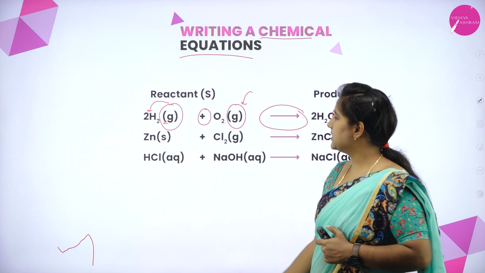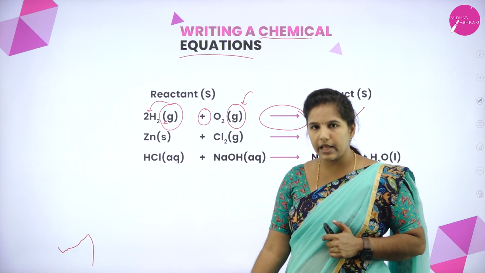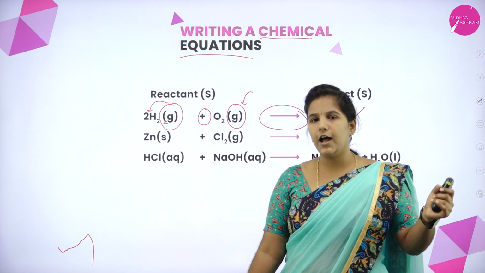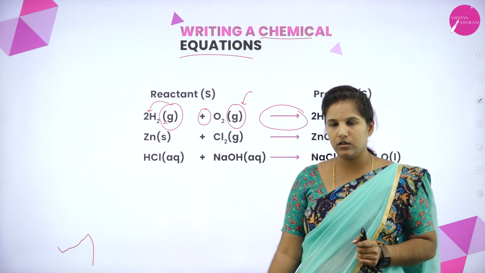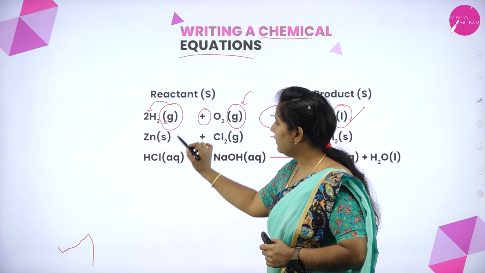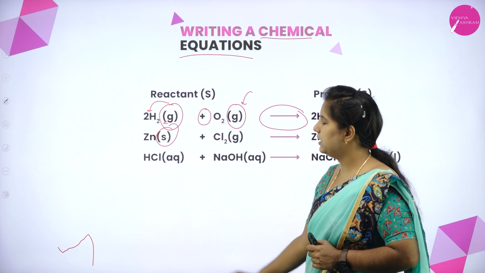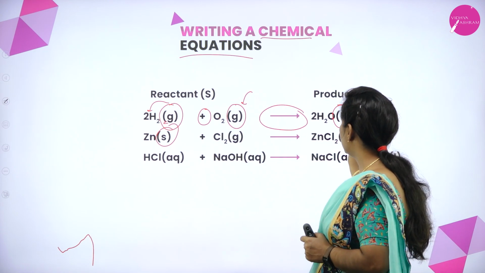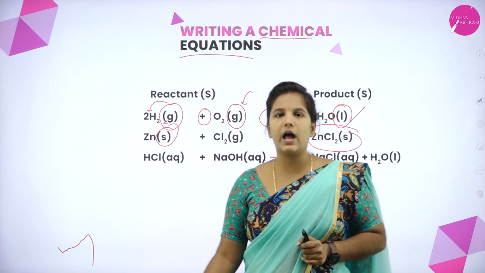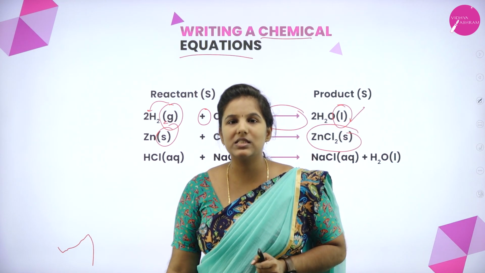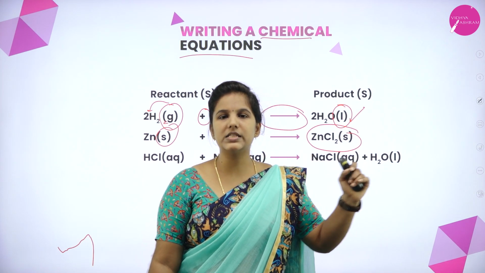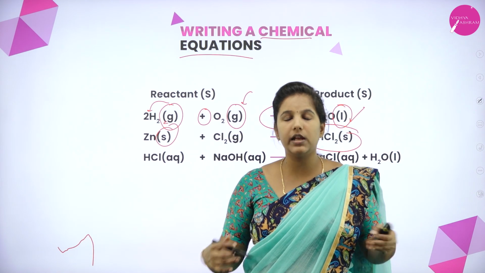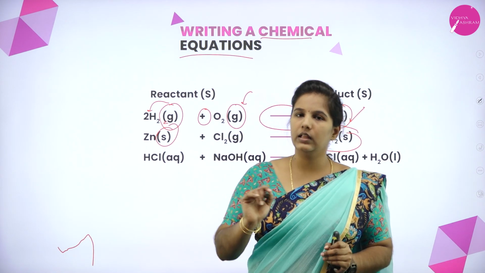If you take the other example, it is zinc, that is Zn. Remember, the first letter should be a capital letter and the next letter should be a small letter. Okay. So, zinc, which is present in a solid state, combines with chlorine, which is a gas. So, it forms zinc chloride. Which forms what? Zinc chloride, which is in a solid state. If you don't know the physical state of the reactant and the product, don't worry. If you know it only, then you write it.